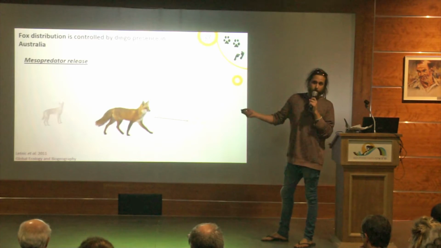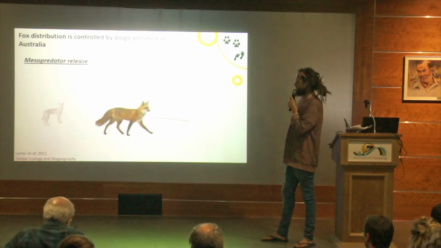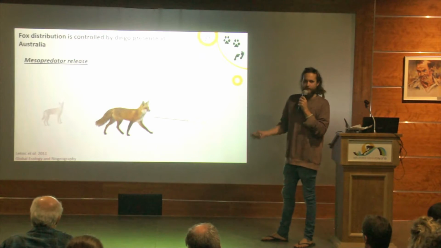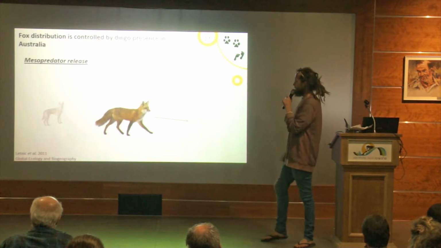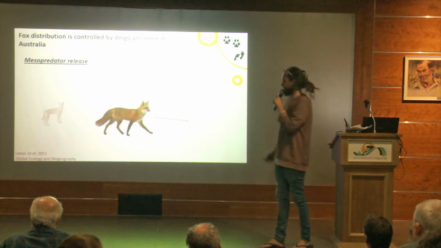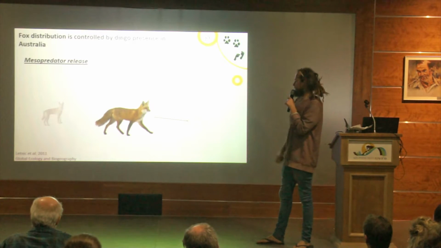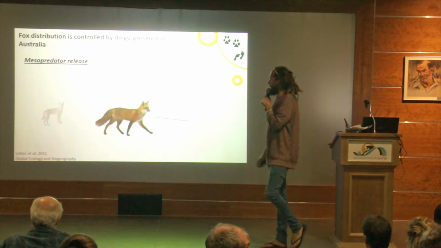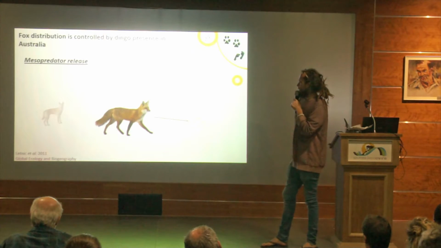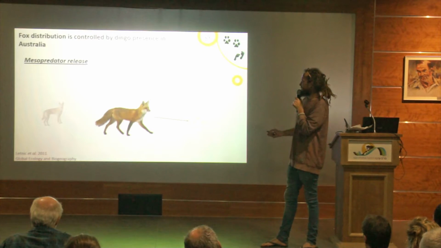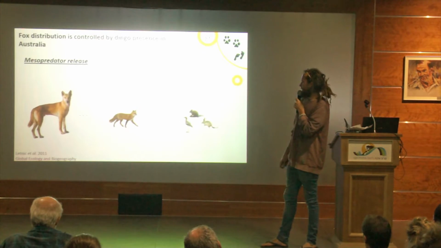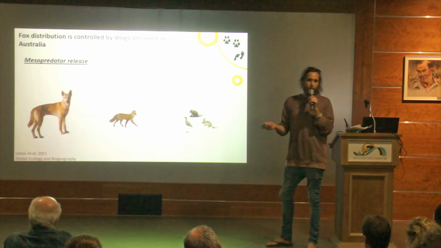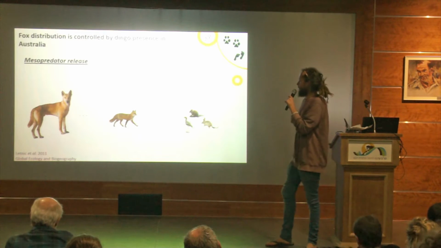So when we kill dingoes, because we kill dingoes all over Australia, for livestock depredation or even in national parks, they shoot dingoes, you get a boom in the fox populations, and then a lot of our smaller marsupials and smaller mammals and smaller birds and everything are going down. But if we keep dingoes around, we suppress the fox population, and we have more of the smaller animals that the foxes are eating.